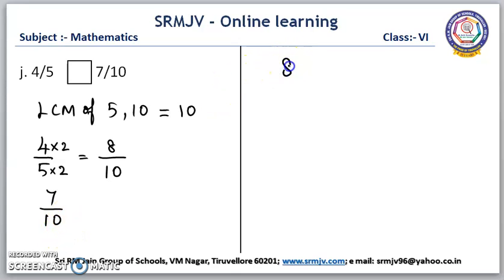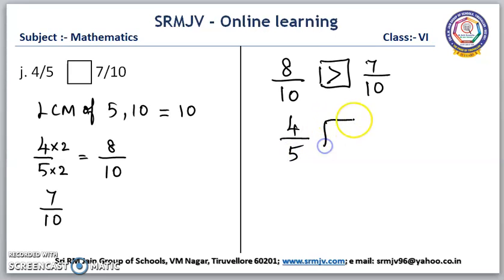Now we are going to compare the like fractions. 8 by 10 and 7 by 10. Which is greater? Now we can compare the numerators. Which is greater? 8 is greater. So 4 by 5 is the greater fraction. Is it clear, children? Shall we go to the next one?